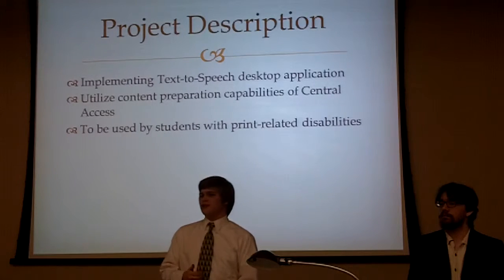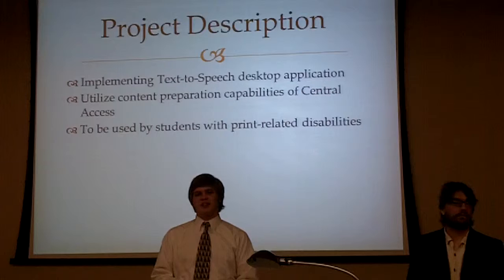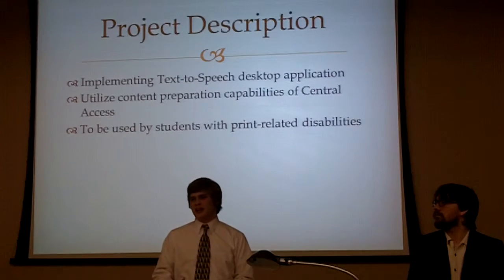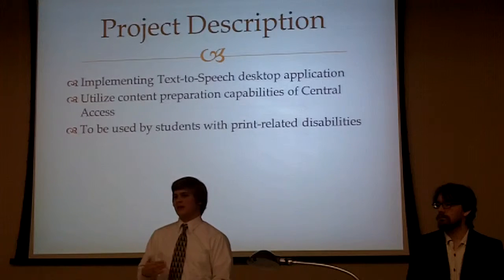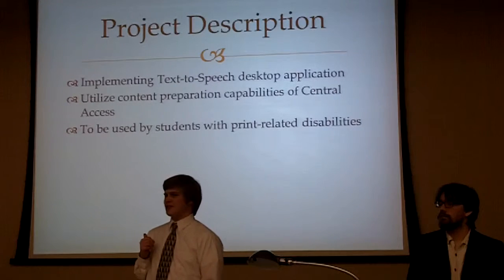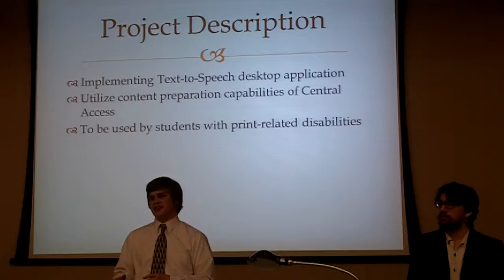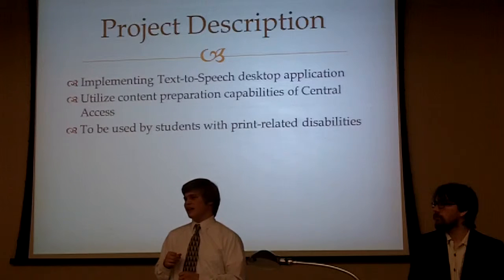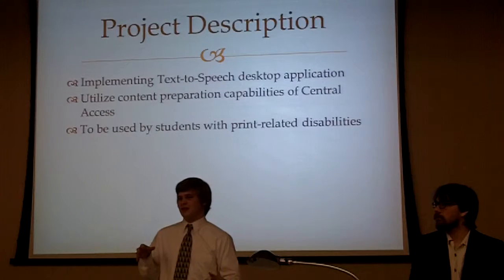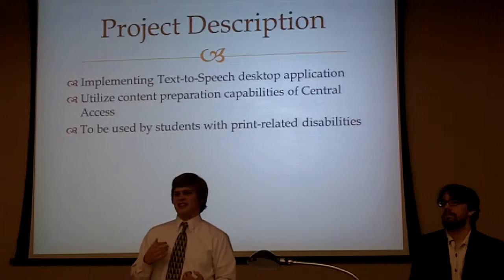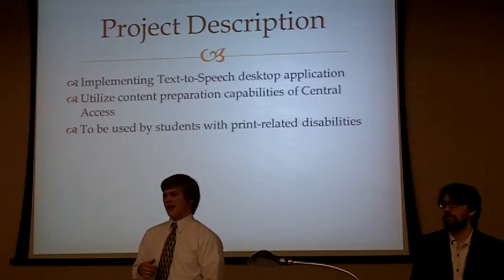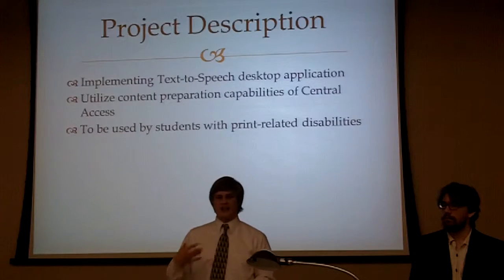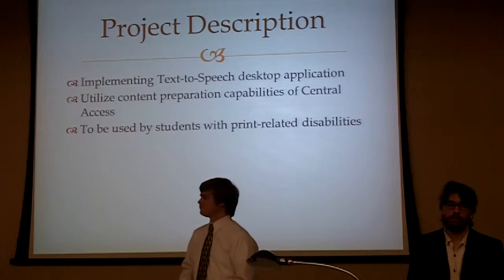And also, we wanted to utilize the content preparation capabilities of Central Access. So everything that Central Access has created, we want our reader to be able to read. And also, they've prepared other lists, for instance, acronyms. For instance, like NAACP, AARP, they've expanded those into all these different lists so that you can actually say the acronyms correctly. They have about 1,083 right now, so it's a lot of effort, and we want to utilize all that effort in our program.